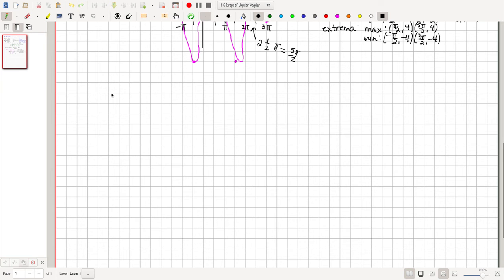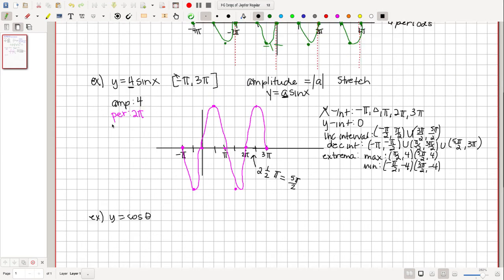So, cosine. Let's go back to our basic parent function. Y equals, I'm going to use theta this time. I haven't used theta yet. All right. Now, going back up to the unit circle.